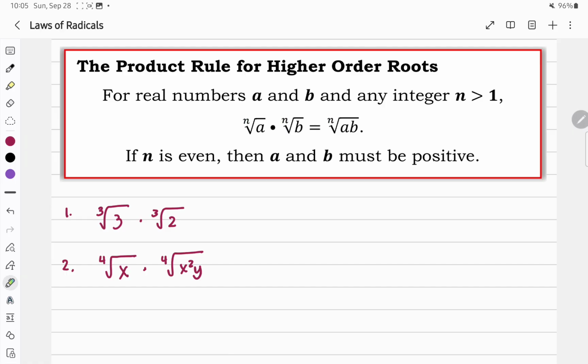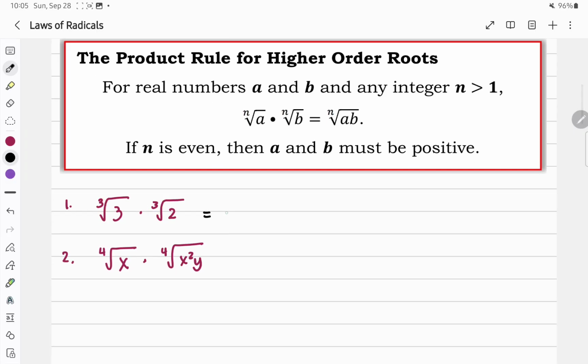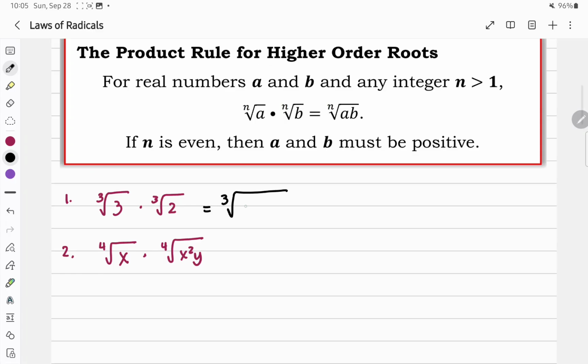So, let's look at number 1 example. Let's say you have cube root of 3 times the cube root of 2. So, dapat pareho yung index nila, then you can multiply na yung radicand. So, copy the index. You will have cube root of, multiply mo lang yung mga nasa loob. So, that is 3 times 2. Ganun lang naman ginagawa. Copy yung index, multiply yung nasa loob ng radical symbol. So, 3 times 2 is 6. So, the final answer will be cube root of 6.